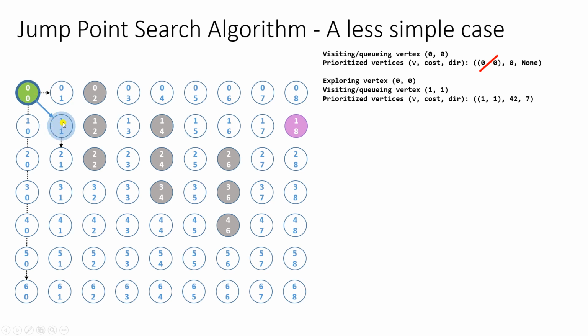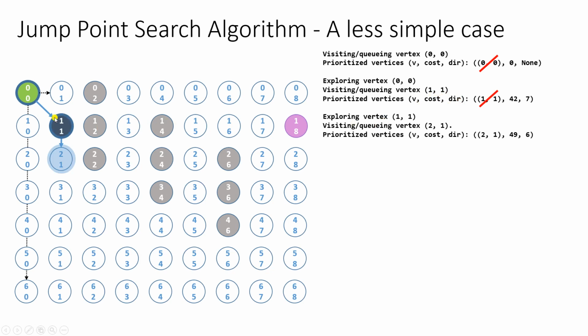Why did it recognize vertex 1, 1 as a jump point? Because later on vertex 2, 1 will be recognized as a jump point. It is queued, you can see it's put in the priority queue, and now let's go one step further.